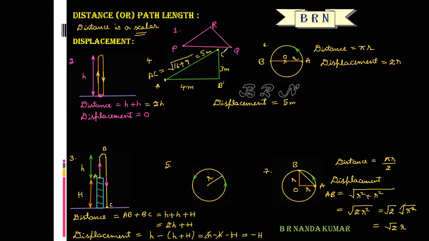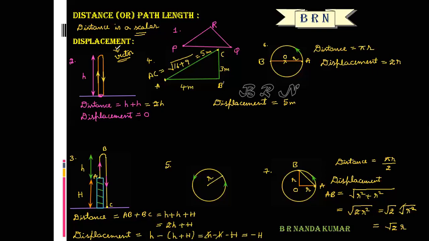Actually, all physical quantities are classified into two types. One is scalar physical quantity and another one is vector physical quantity. So distance is a scalar physical quantity. Displacement is a vector, because displacement has both magnitude and direction.